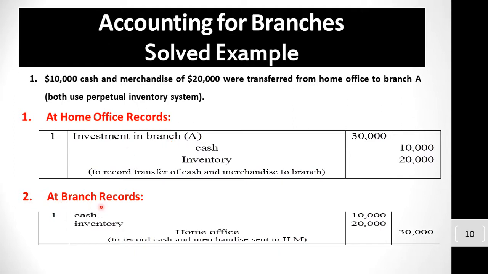What about the branch journal? In the branch, you're gonna find that the branch will gain and will receive cash for 10 and inventory for 20,000. This means that cash and inventory will appear in the debit side within the branch journal. And we're gonna place the home office account in the credit. Why? Because the home office here is the creditor, the one who sent these assets to branch A. So the home office account will appear in the credit side at the records of the branch, and so on for the rest of the transactions, as we're gonna see.